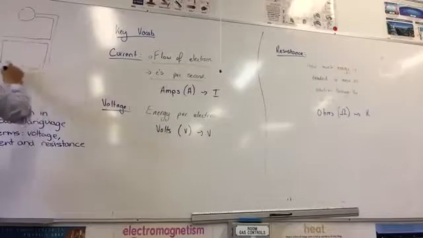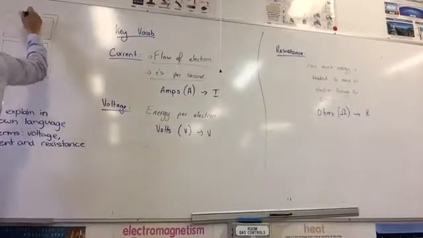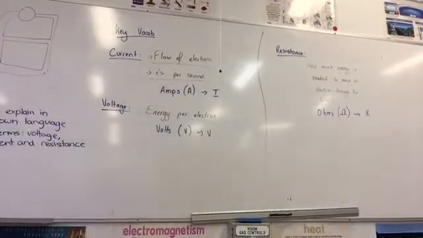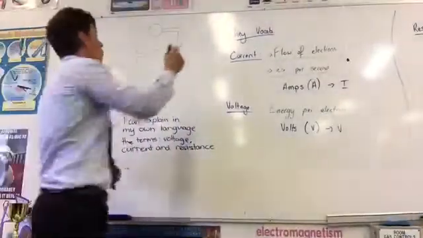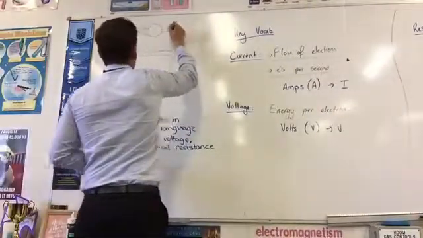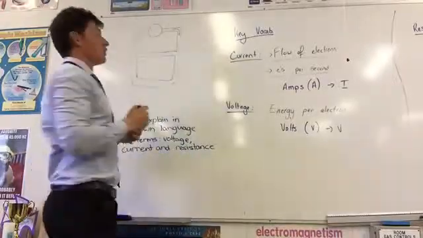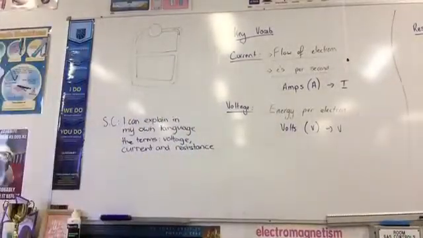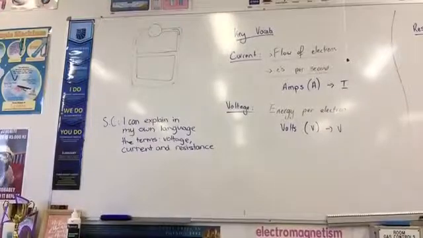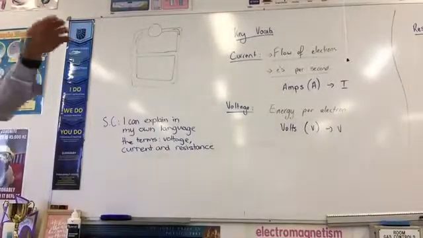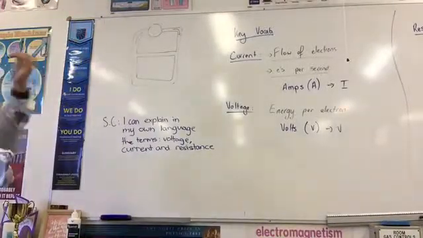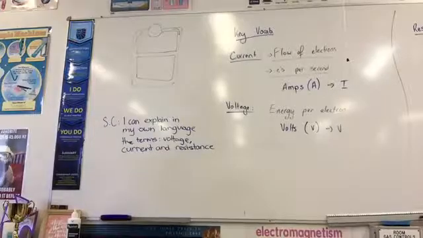Alright, so if I was to draw this pump system and water was flowing in this direction here. Okay, it's a closed system. Is it possible for the amount of water leaving the pump to be greater than the amount of water coming back into the pump? No.